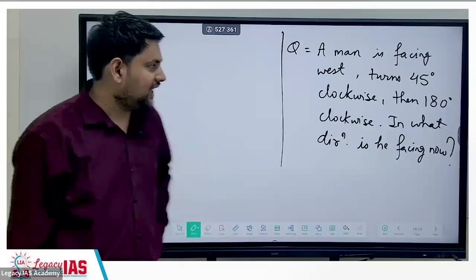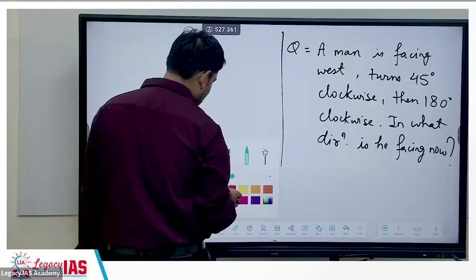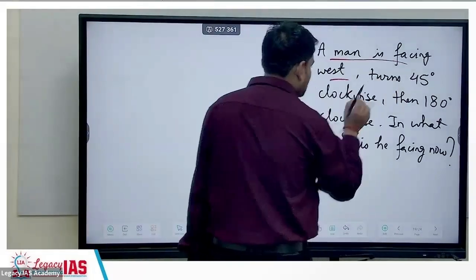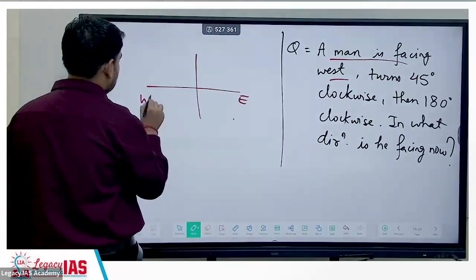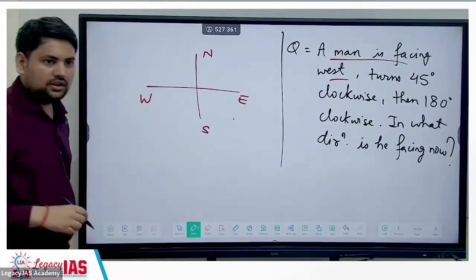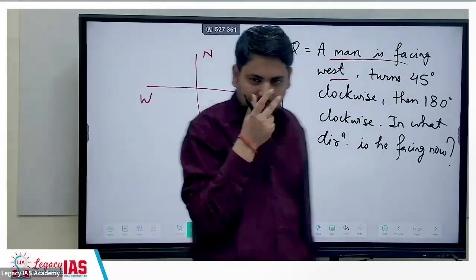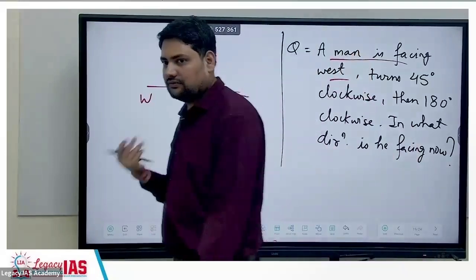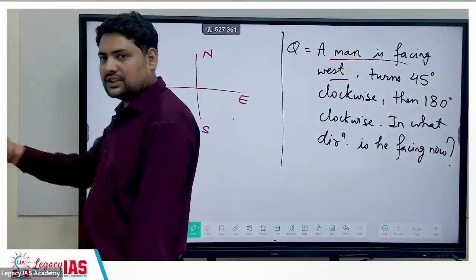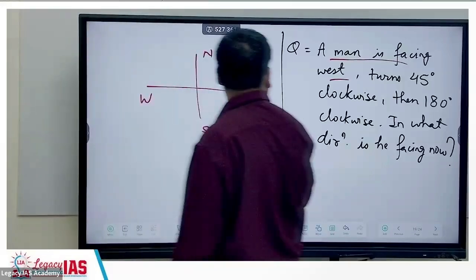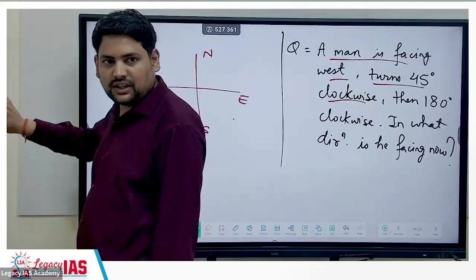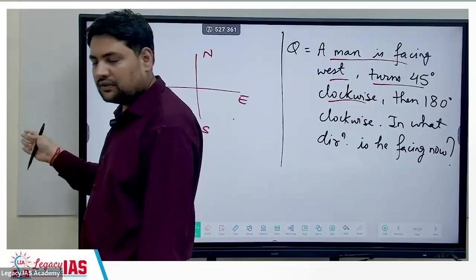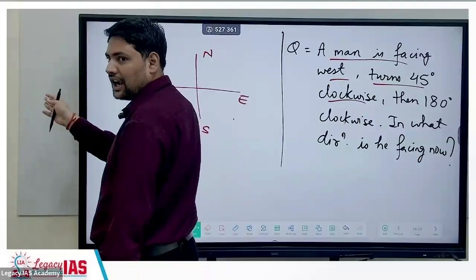Wait, see. A man is facing west. See, this is east, west, north, south. Let's say a man is facing west. So I am facing west. Now, first he turns 45-degree clockwise. This is clockwise, towards the right. So now I turn 45-degree clockwise and I am looking on that side.